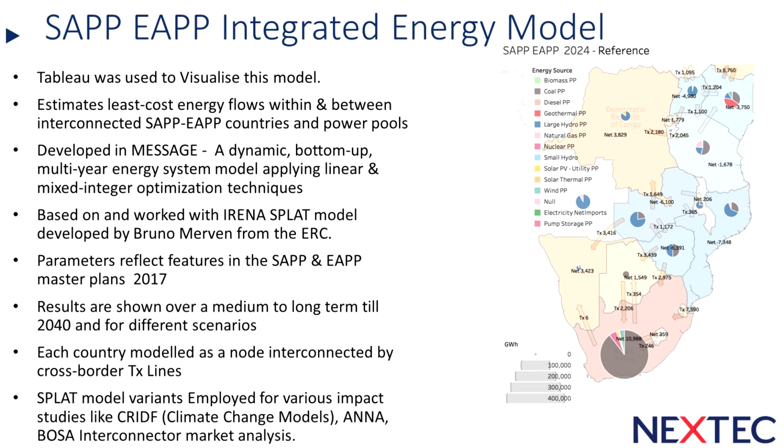developed in Message using a dynamic bottom-up multi-year energy system model applying linear and mixed integer optimization techniques, that is MILP. In this model, each country was modeled as a node interconnected with cross-border transmission lines. These models are extensive, and they include demand forecast, generation capacity, generation costs and build costs.